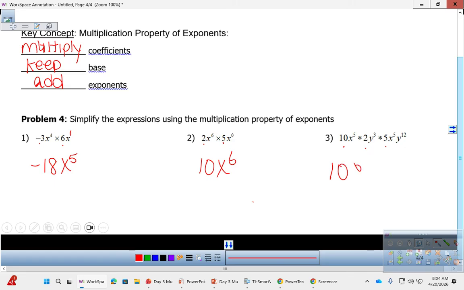Keep the base the same. So I'm going to keep the x and the y part of this the same. And I'm going to add the x exponents and then the y exponents separately. So for the x, I'm doing 5 plus 5. And for the y, I'm doing 3 plus 12. That's the multiplication property. It only works because it's multiplication. It will not work if there's a plus or a minus between these. If there's a plus or minus between these, you can only combine like terms.